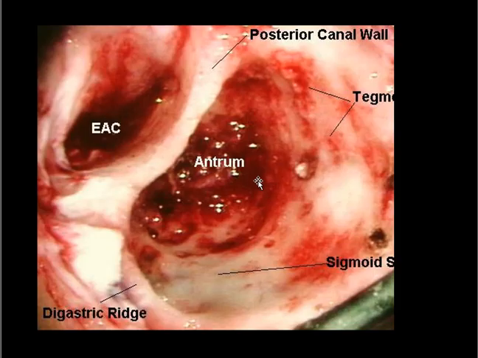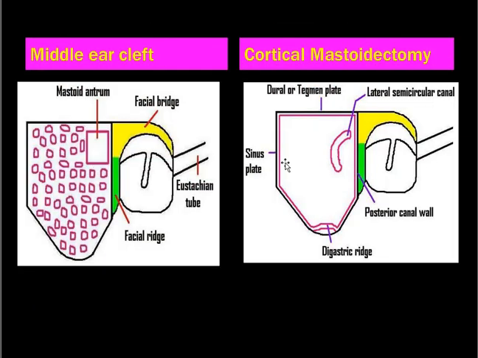We can see the external auditory canal and we can see the mastoid antrum. We can see the digastric ridge inferiorly, tegmen tympani superiorly, the posterior canal wall anteriorly, and the sigmoid sinus posteriorly. This is the surgical depiction of cortical mastoid surgery. This is the normal anatomy. You can see the dural plate here, which is the upper boundary of the surgery. The sinus plate is the posterior boundary, which is a thin bony plate overlying the sigmoid sinus, and this is the digastric ridge, and this is the lateral semicircular canal, which is the surgical floor of the mastoid antrum during cortical mastoid surgery. The posterior bony canal is kept intact.